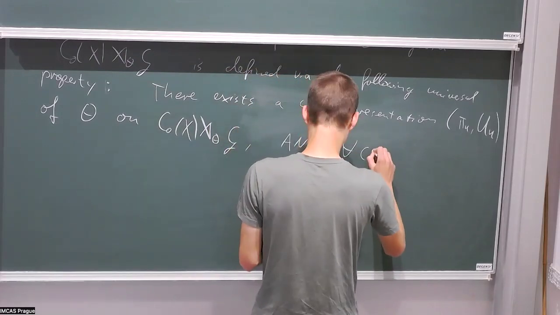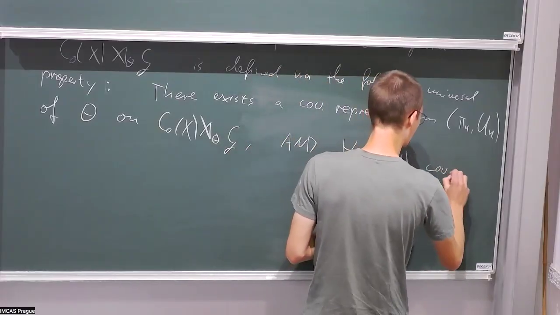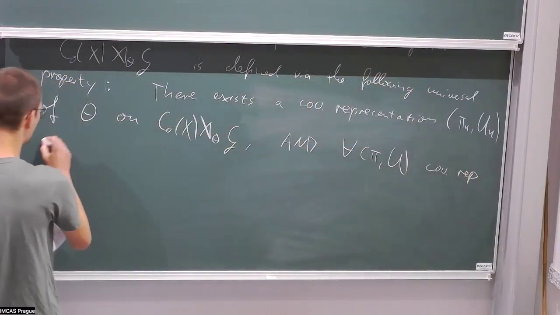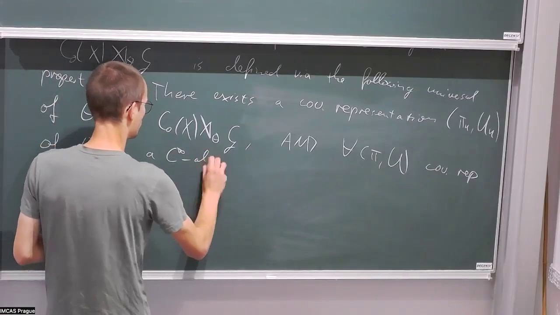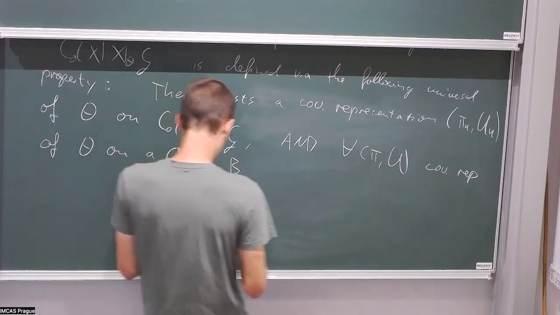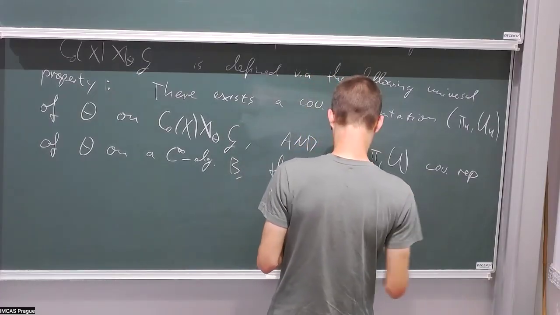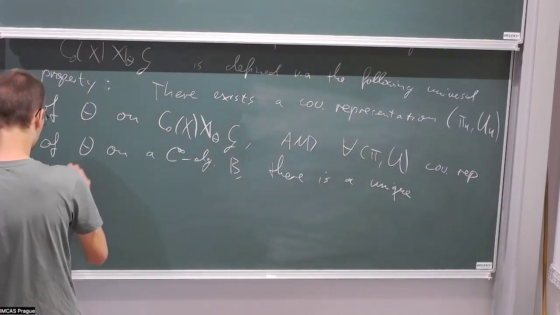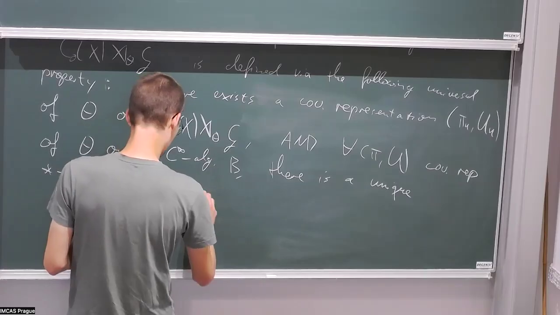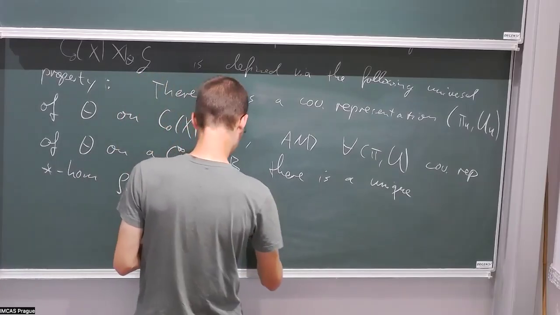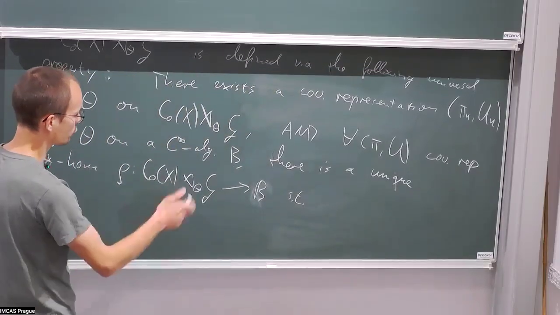For all other covariant representations, so whenever I have a covariant representation of theta on some other C-star algebra B, there is a unique star homomorphism rho from C naught of X cross G to B, such that basically two different diagrams commute.